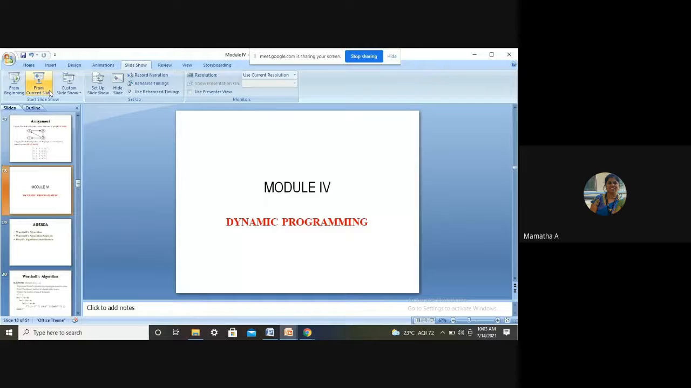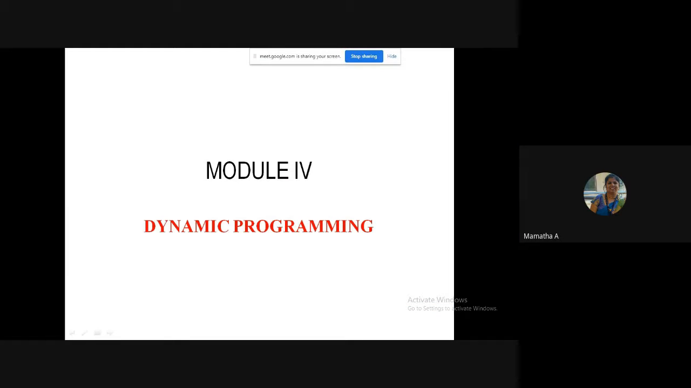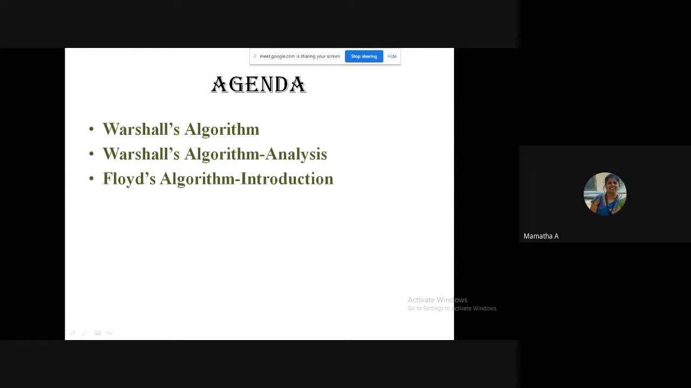Okay. So, the agenda for today's class is to know about the concepts or the problems oriented towards the dynamic programming approach. And the agenda is to now know about how to write the algorithm for Warshall's algorithm and the analysis. And I will also be dealing with the introduction to Floyd's algorithm today, right? These are all named after their inventors. So Warshall's, Floyd's.